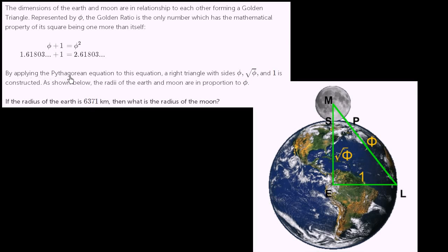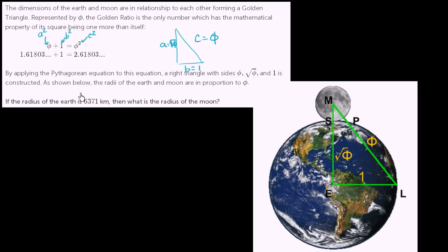They tell us by applying the Pythagorean equation to this equation, a right triangle with sides phi, square root of phi, and 1 is constructed. So what are they saying? Well, look, this looks kind of like the Pythagorean theorem. If we make this a squared, we make this b squared, and we make this c squared, you could think about that as expressing the relationship between the sides of a right triangle, where our hypotenuse c is equal to phi, the shorter side b is equal to 1. The square root of 1 is just 1. And the longer of the two non-hypotenuse sides is going to be the square root of phi. That's all they're saying with that first sentence.